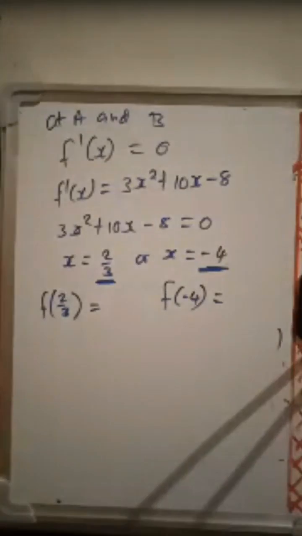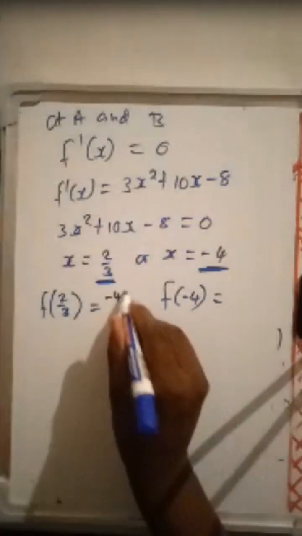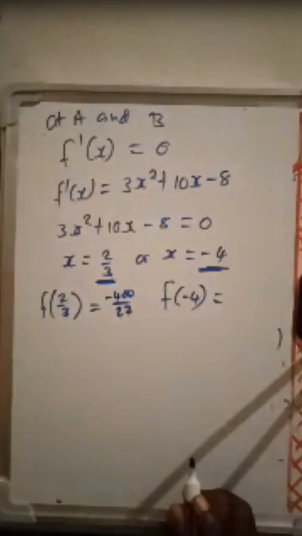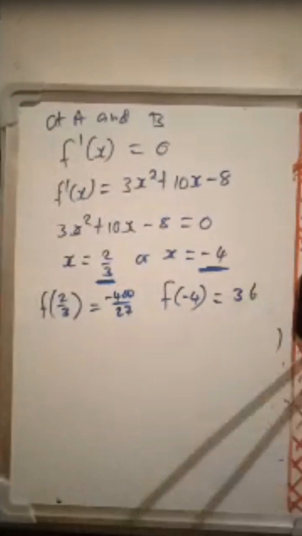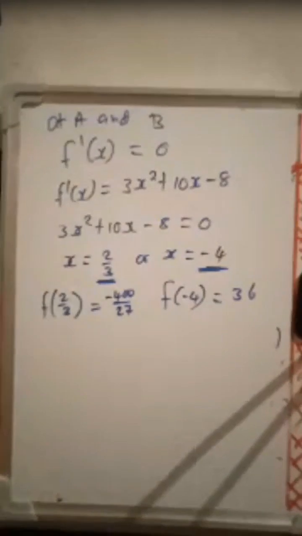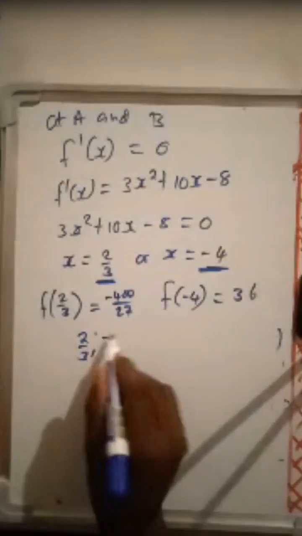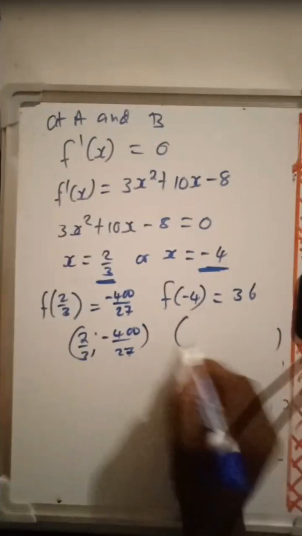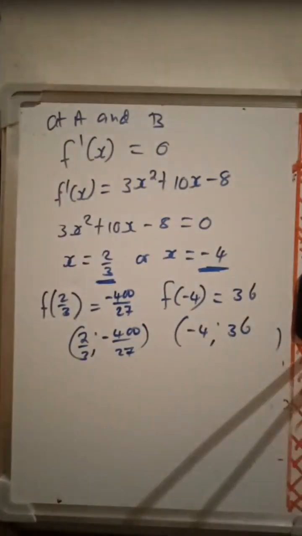If we do f of 2 over 3, you are going to get negative 400 over 27. And f of negative 4, you're going to get 36. So it means we have two coordinates there. One is 2 over 3, negative 400 over 27. The other one is negative 4, positive 36.